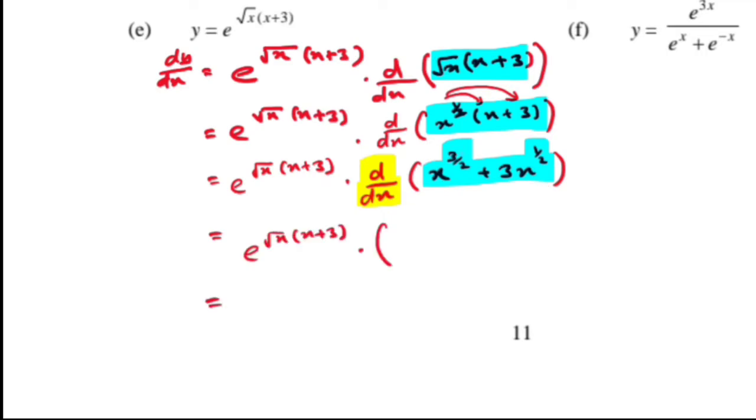Just bring the power to the front. 3 over 2 times x minus 1 with the power, you get 1 over 2. Next, 3 times 1 over 2 is just 3 over 2 times x power negative 1 over 2. Is there anything that you can factorize? I can see that there is 3 over 2 that can be factorized. So I'm taking out 3 over 2.